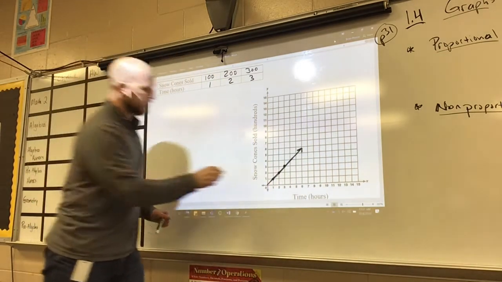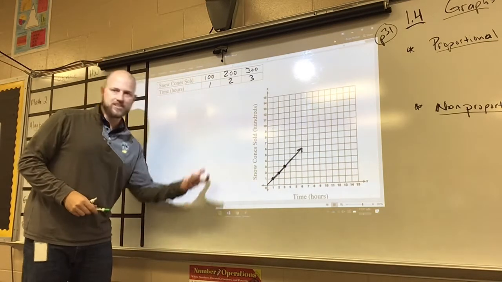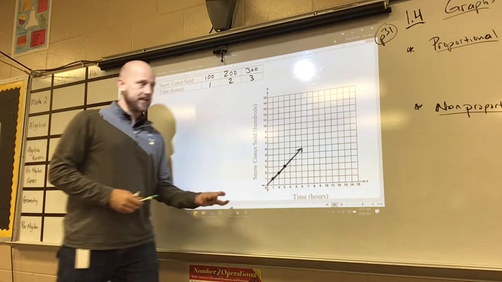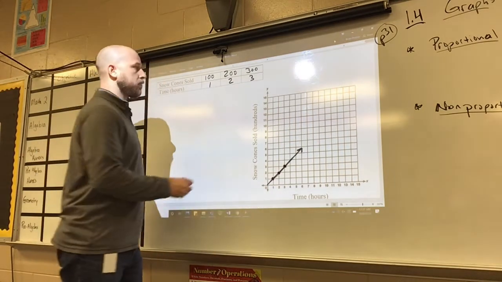Now we can go ahead and tell, right, with our 3 points, we connected our 3 points. This is a straight line, check, right, yes. And it also went through the origin, therefore this is proportional.